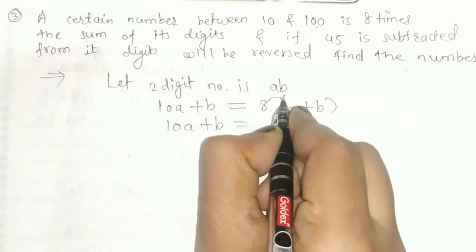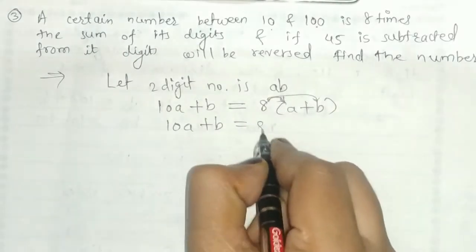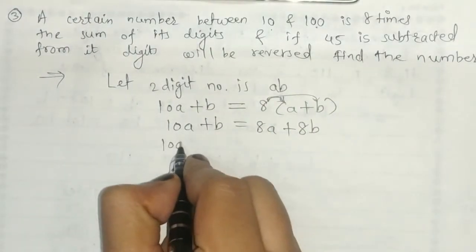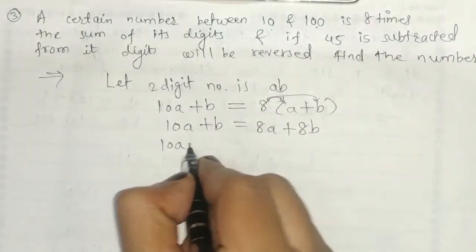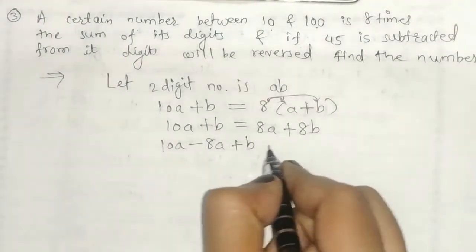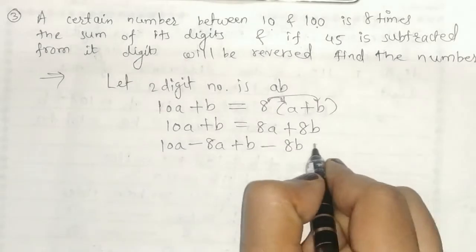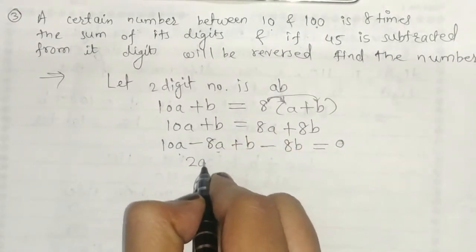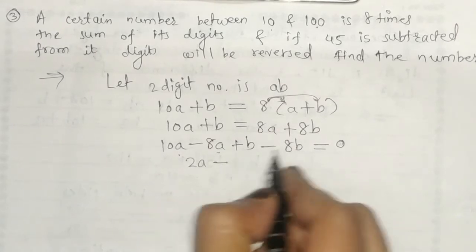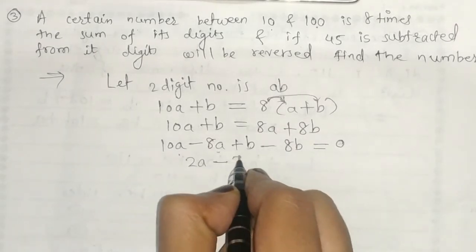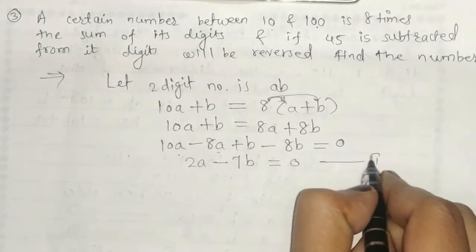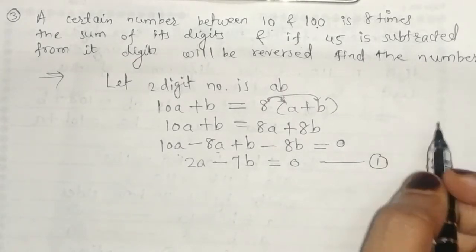8 is outside of the bracket, by the distributive law we will multiply it inside. Now we'll shift terms: minus 8A plus B, and this is minus 8B. So here we'll get 2A, and minus 8 minus 1, we'll get minus 7B is equal to 0. This will be equation number 1.